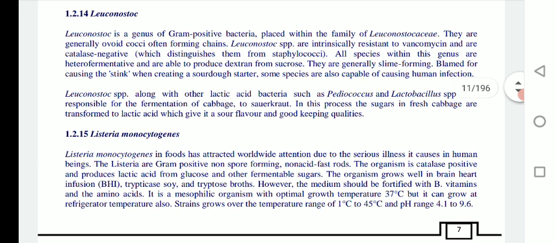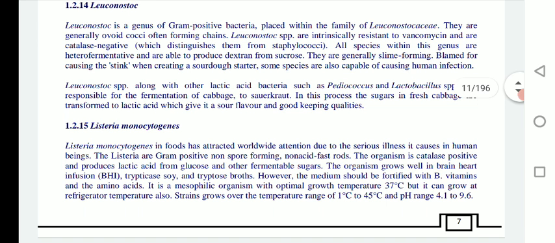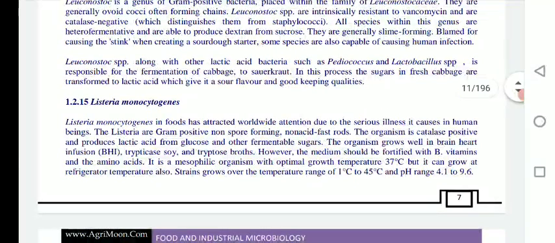All species within this genus are heterofermentative and are able to produce dextran from sucrose. They are generally slime forming, blamed for causing stringiness when creating a sourdough starter, and some species are also capable of causing human infection. Leuconostoc species, along with other lactic acid bacteria such as Pediococcus and Lactobacillus species, are responsible for fermentation of cabbage to sauerkraut, and in this process the sugars in fresh cabbage are transformed to lactic acid, which gives a sour flavor and good keeping qualities.